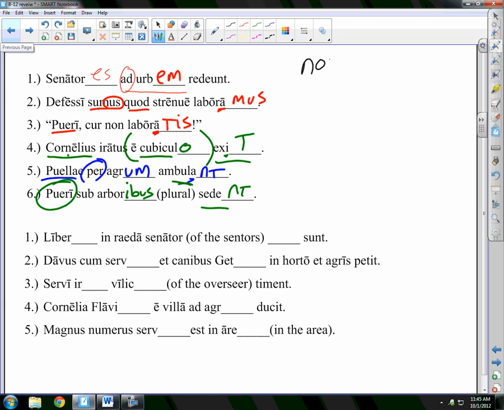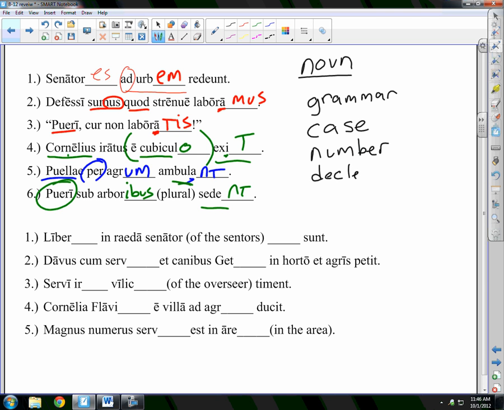If I establish that it is a noun, I ask myself, what grammar is it? That grammar will lead me to the case. I ask myself, what is the number, singular or plural? That eliminates another three possibilities. Finally, I ask myself, what declension does that noun belong to? And I can eliminate two of the three, which leaves me with one. And that's how I establish what ending to put on it.